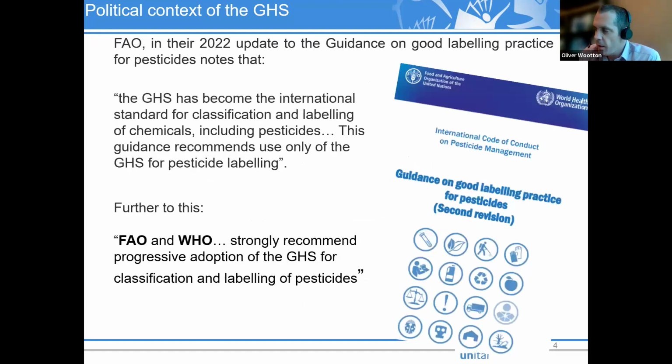Another prominent part of this is agriculture, and FAO in their 2022 update to the guidance on good labeling practice for pesticides notes that the GHS has become the international standard for classification and labeling of chemicals, including pesticides. And this guidance recommends use only of the GHS for pesticide labeling. Added to this, FAO and WHO strongly recommend progressive adoption of the GHS for classification and labeling of pesticides.